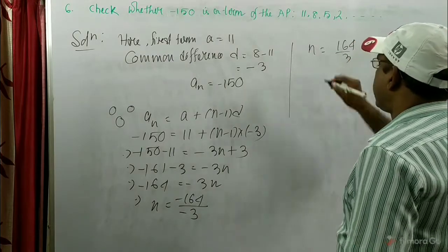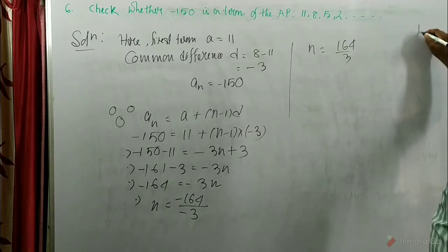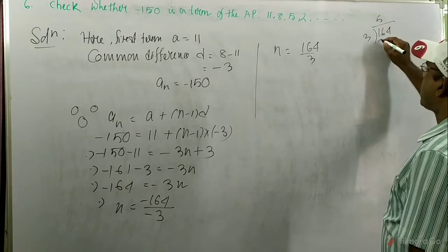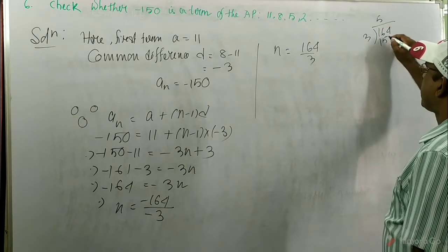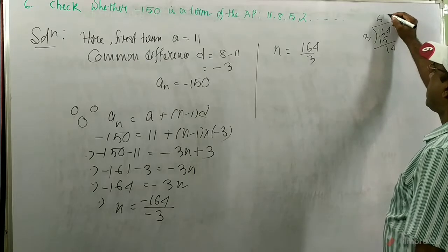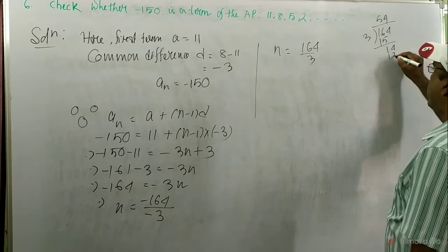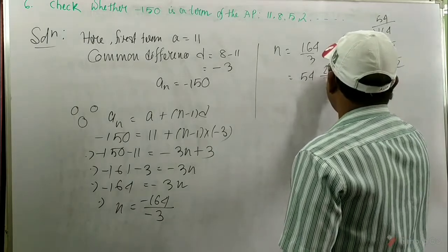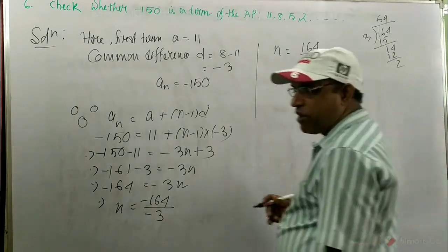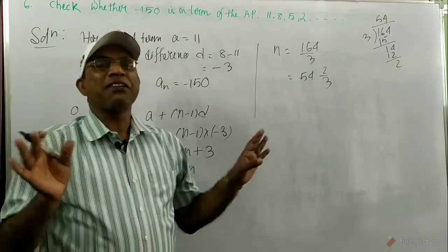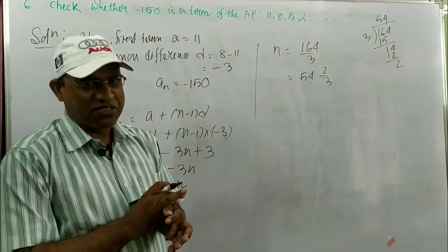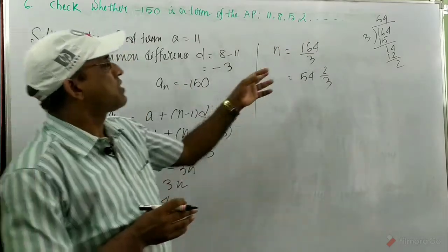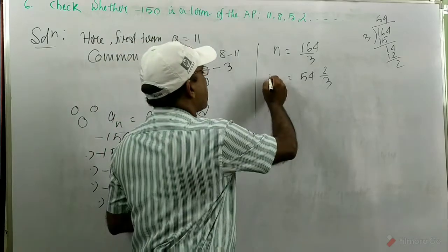164 by 3. Now if we divide 164 by 3, 3 fives are 15, 3 fours are 12, we get 2. So this number will be 54 2 by 3. So the value of n is a fraction. We can't have a fractional number of terms. The number of terms is always a natural number: 1, 2, 3, just like this. So the value of n is a fraction.